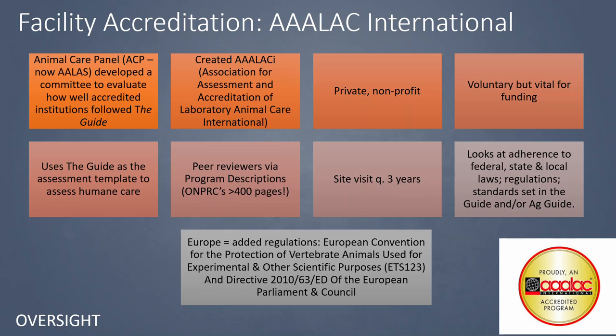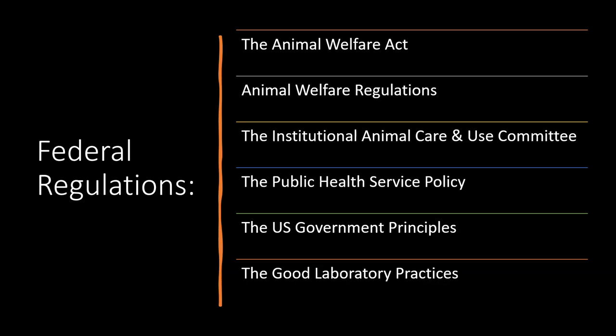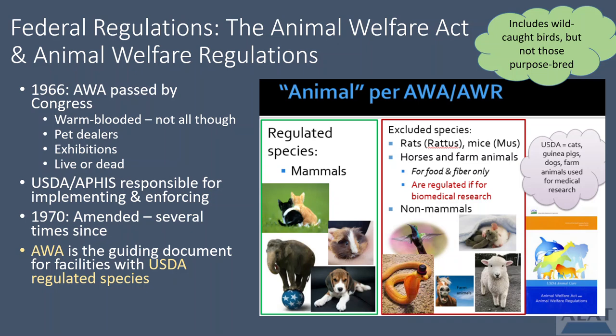In Europe, the landscape of animal research regulations has expanded. The European Convention for the Protection of Vertebrate Animals Used for Experimental and Other Scientific Purposes, ETS 123, and Directive 2010/63/EU of the European Parliament and of the Council have introduced additional regulations that institutions must comply with. Federal regulations: the Animal Welfare Act and regulations.